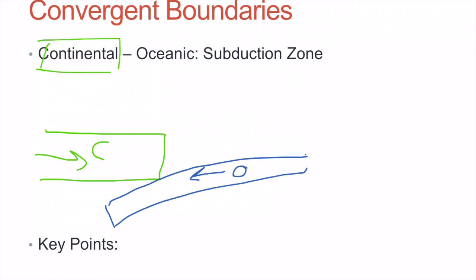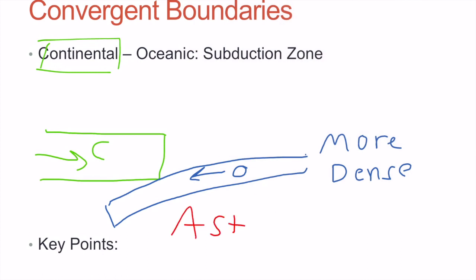Oceanic plates are going to go under the continental plate. That's because oceanic plates are more dense than the continental plates. Because it's more dense, it's going to sink. The continental plate is less dense, so it's going to float on top. And all of this is on top of the asthenosphere, the layer of the Earth down below this.